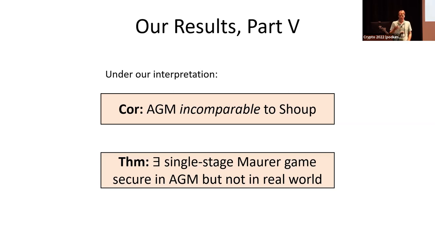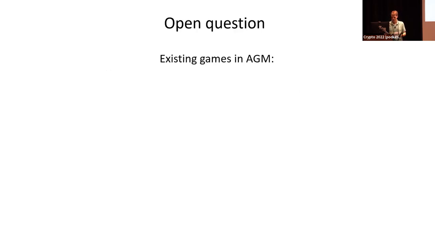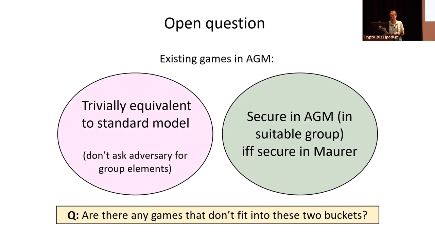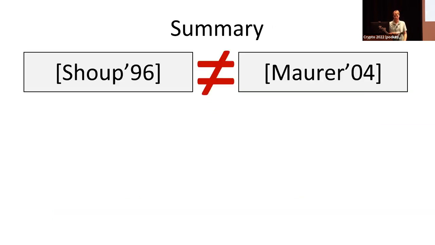And we also add an uninstantiability result showing that the algebraic group model is indeed uninstantiable. And this actually resolved an open question from the original work on the algebraic group model. Okay, I had an open question, but I'll just skip it and go to the summary page.